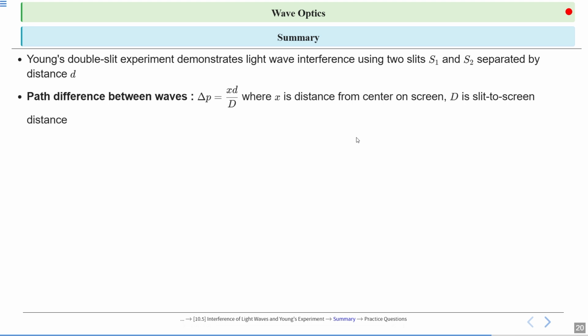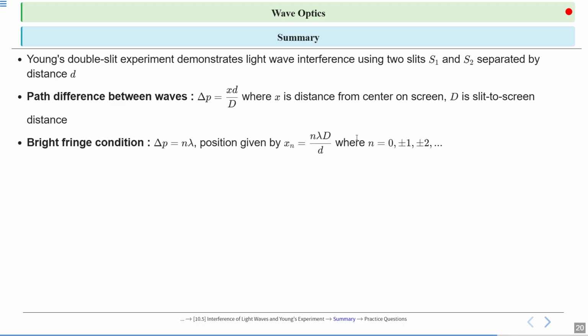The path difference, denoted by delta P, is given by the formula delta P equal to xd upon capital D, where x is the distance from the center of the screen, d is the distance between the slits, and capital D is the distance from the slits to the screen. The condition for bright fringes, which are the bright bands you see on the screen: for a bright fringe, the path difference must be an integral multiple of wavelength. So delta P equal to n lambda.